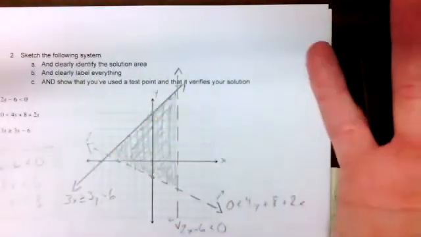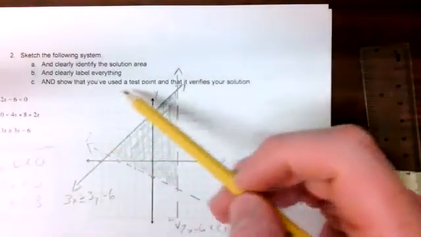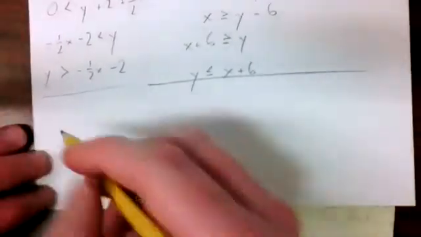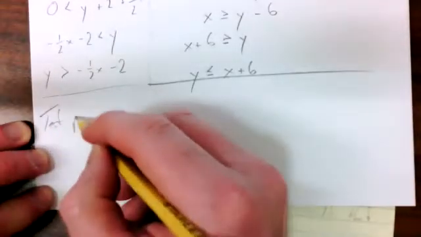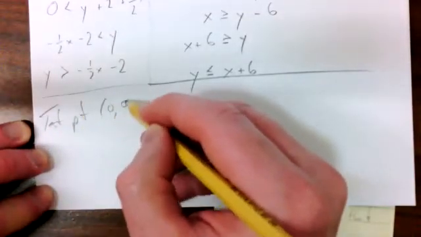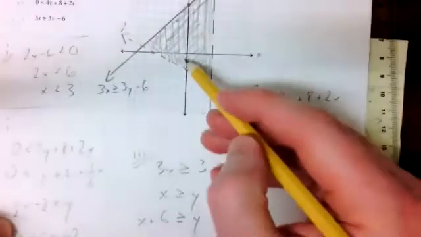Clearly label everything. I think we've done that. And show that you've used a test point. So I'll do that at the bottom here. Put this all on camera. So test point 0, 0. I'm going to use the origin because that will be the easiest, right?